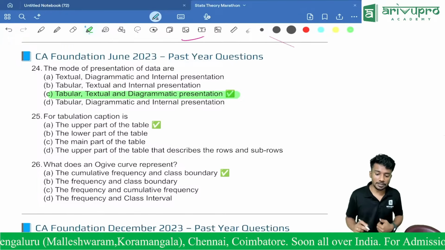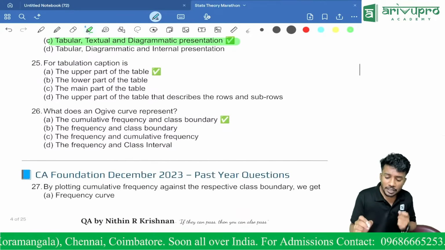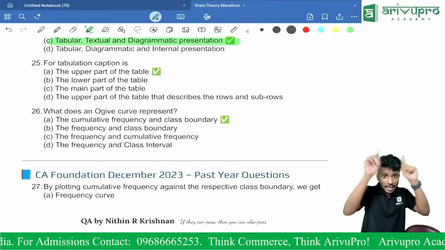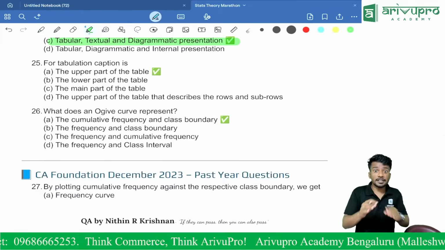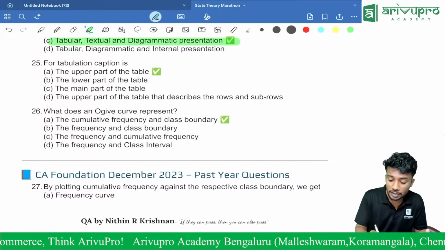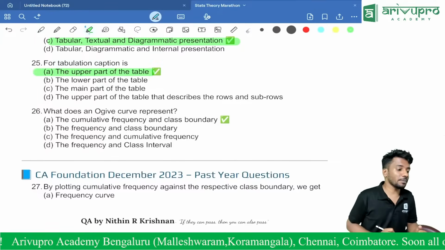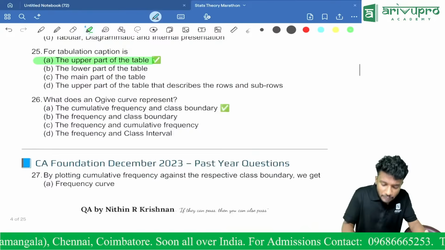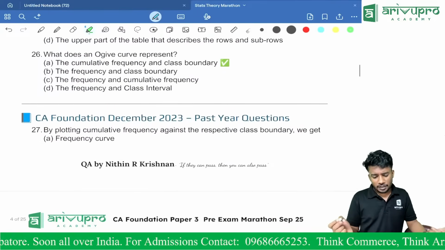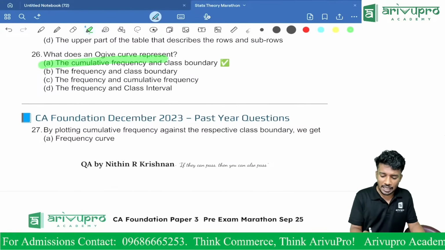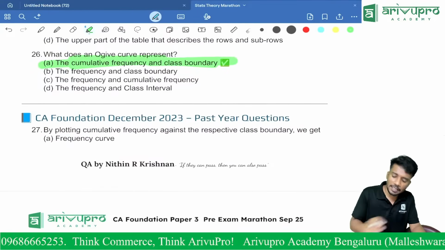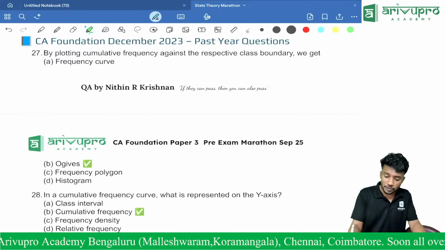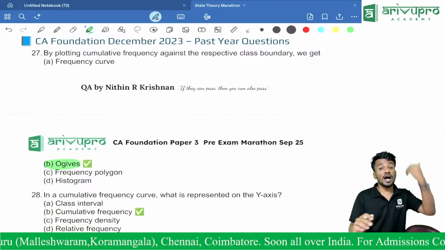That's your answer. Then, what is the tabulation caption? When we are creating the table, the upper part of the table is called the caption. Then, what does an ogive curve represent? The cumulative frequency and class boundary. By plotting cumulative frequency against respective class boundaries, we get an ogive.